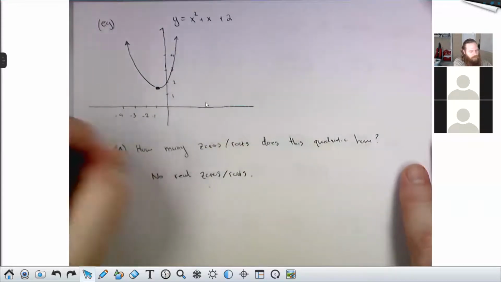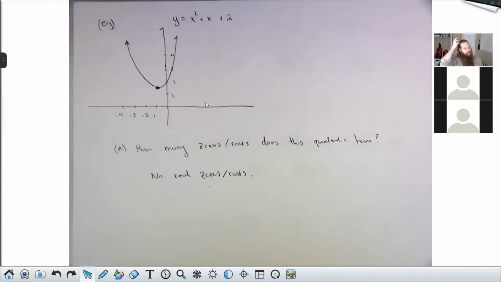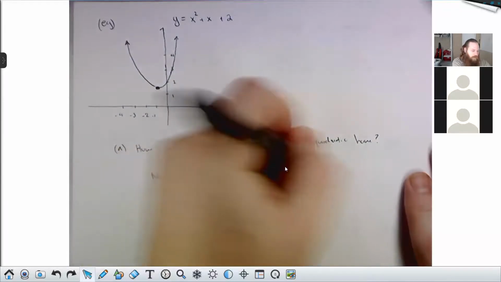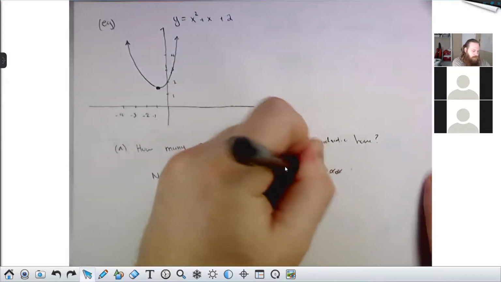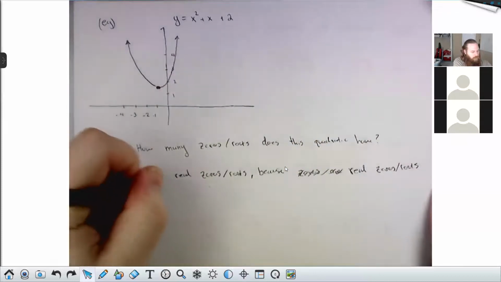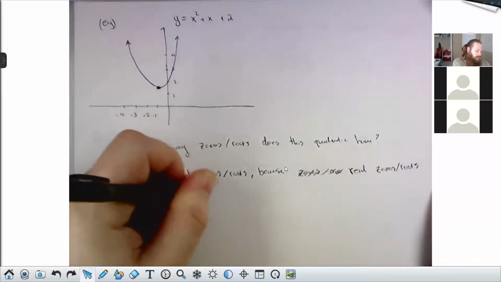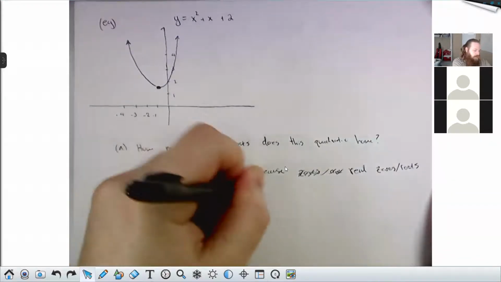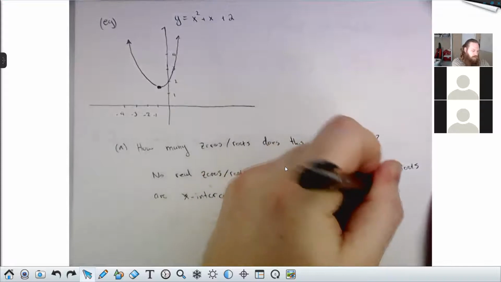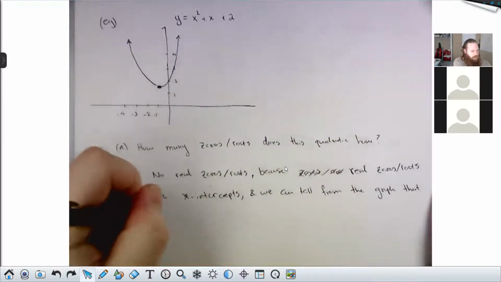Why? How do we know that? Are we getting that from something in the picture? What tells us that there are no real roots? Very good. Because real zeros, I'll use the word zeros and roots interchangeably, are x-intercepts. And we can tell from the graph that there are none of those.